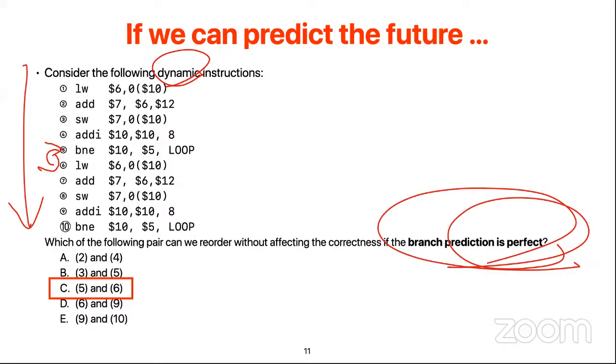And some of you may argue about register number 10, but if you look at that carefully, both of them are consumers of register number 10, right? So if both of them are going to be executed and the branch prediction is perfect, then you know it's safe to reorder 5 and 6, right? That's something the compiler cannot do, because the compiler can only see this part, like 1 to 5, when it optimizes the code. The compiler cannot predict the future.